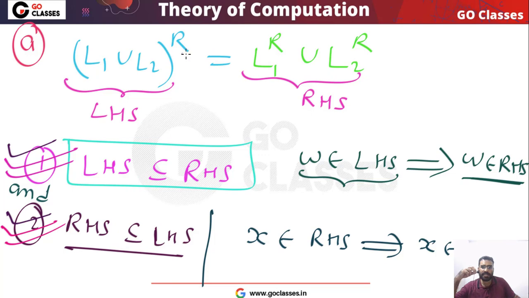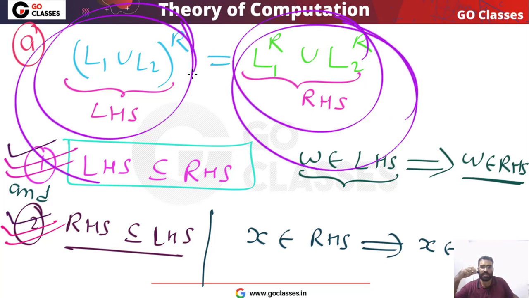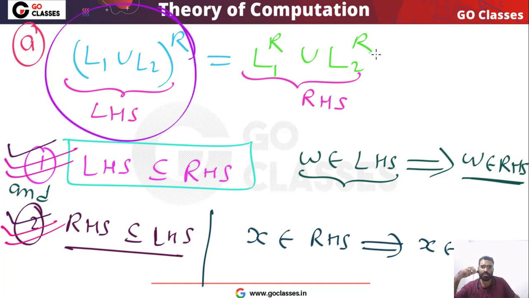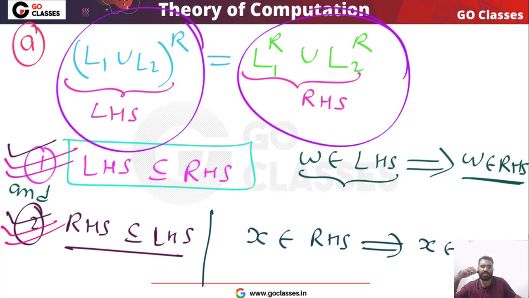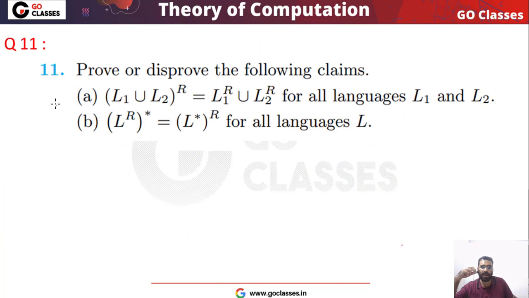So remember, this is a subset of this and this is a subset of this, which means both are subsets of each other. Every element of this set is also an element of this set, and every string of this set is also a string of this set. So both are equal, and this is the proof. So we have proven part A. This part A is done.